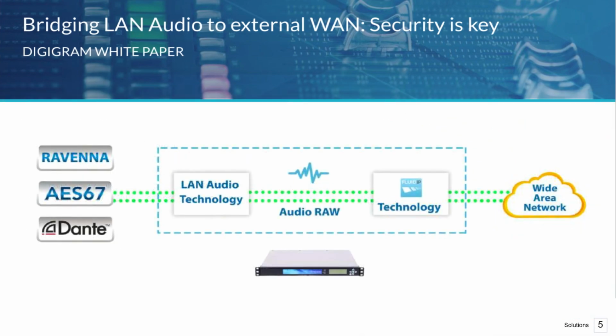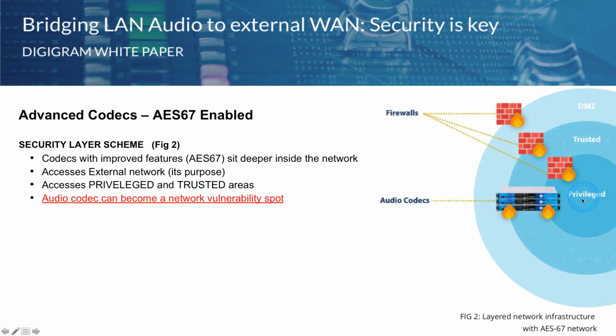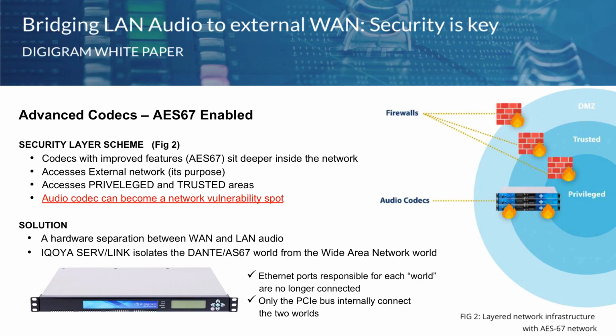But what if we start enabling technology like AES67 and Dante? Well, in those situations, we often have to sit the codec further in the network behind these other firewalls. So it's now in the trusted, possibly even the privileged data area of the network. And the audio codec can become a network vulnerability spot if we're not careful. So what Fluid IP has done with Digigram is they've separated the Ethernet ports. So the Ethernet ports responsible for each world are no longer connected. Only a PCI bus internally connects them. So you can't breach the network if you get through via the WAN side.